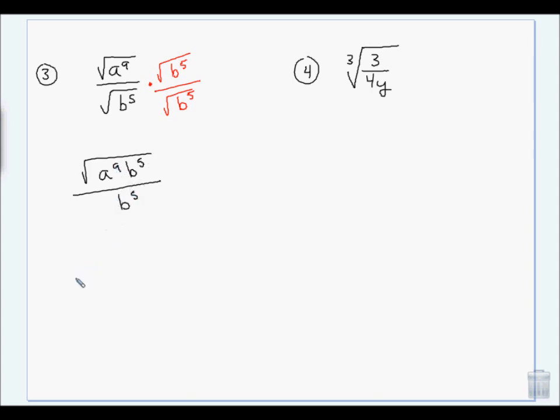Square root of a to the 9th is a to the 4th with an a left over, and then I have a b squared with a b left over. Right, because 9 divided by 2, 5 divided by 2. And then these 2 will cancel with 2 of those, leaving me a to the 4th times the square root of ab over b to the 3rd.